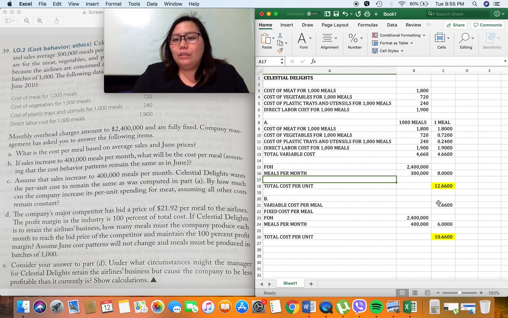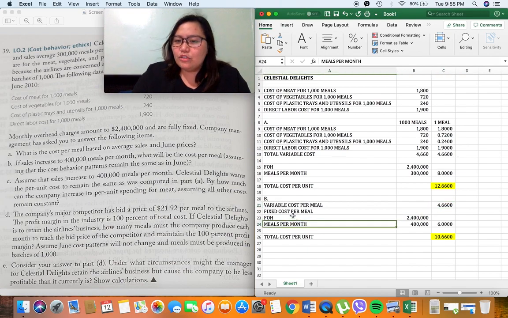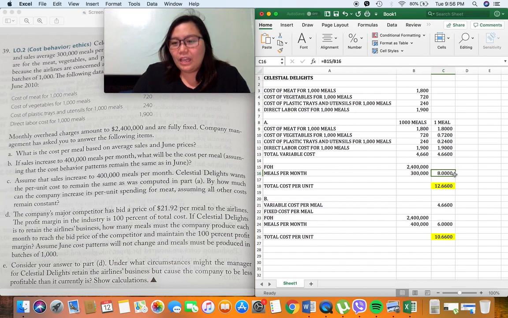As mentioned, our variable cost per meal is constant. No problem there, it will not change. But the fixed cost per meal will really change depending on the level of activity. So here we saw that from 300,000, when it increases to 400,000, the fixed cost per unit will decrease from 8 pesos to 6 pesos. So, we will have a 2 peso decrease in our per unit fixed cost. Okay? Do you understand? Pause if it's too fast for you and then repeat it again and again.